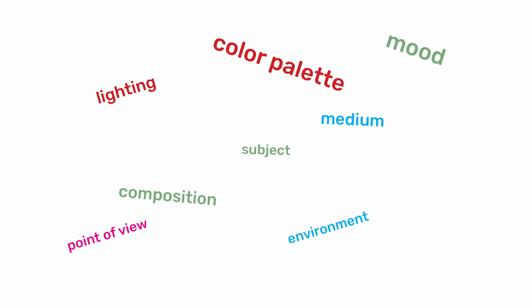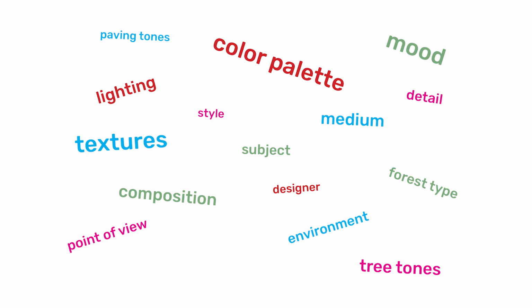So with that in mind, let's walk through a couple scenarios of how you might approach using Midjourney. To start, you really need to break down and think about the key elements of your idea. The way I like to think of this is think about common descriptive words that are used in landscape architecture and urban design, or whatever you're trying to create. Ones that come to my mind would be subject, medium, composition, environment, lighting, color palette, mood, point of view, forest type, paving tones, tree tones, style, designer, details, textures, and time of day.